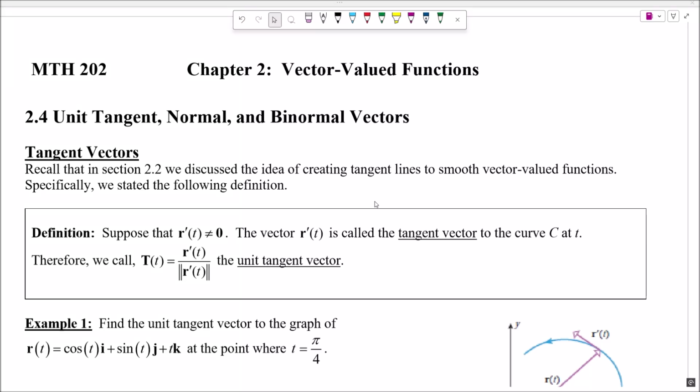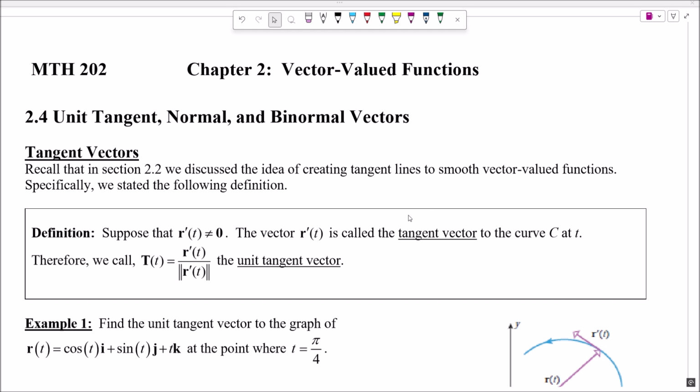In section 2.4, we're going to build off some of the important ideas that we talked about back in the very first chapter, as well as back in section 2.2. Back in the first chapter, we talked about the idea that vectors were an extremely important way to understand how to navigate throughout 3-space. And there are actually 3 very important sorts of vectors that we're interested in talking about as they relate to vector functions.